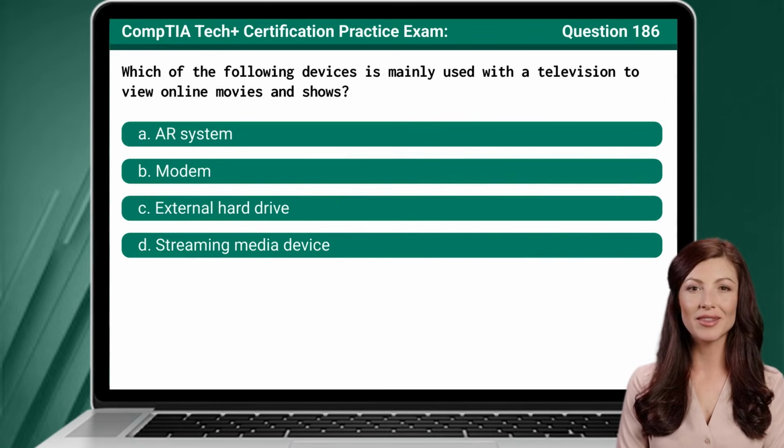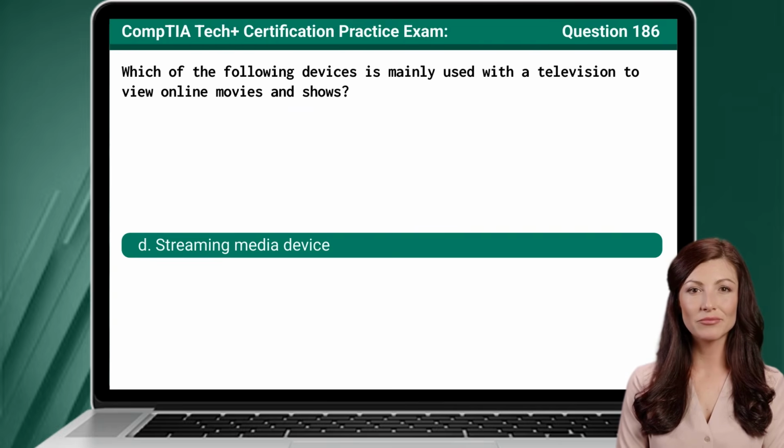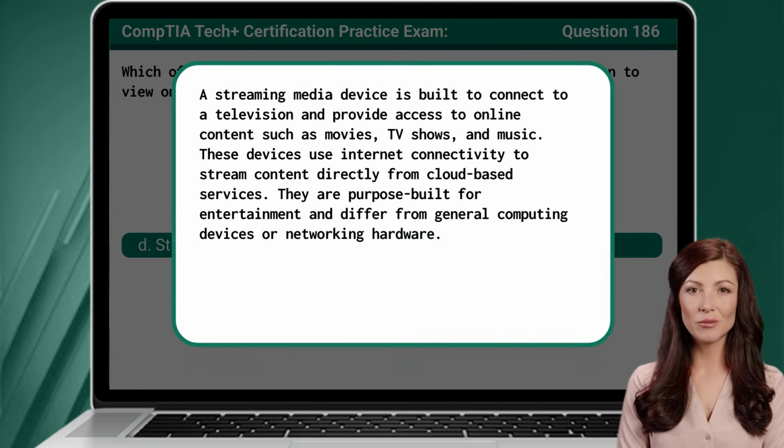Question 186. Which of the following devices is mainly used with a television to view online movies and shows? The answer is D. Streaming media device. A streaming media device is built to connect to a television and provide access to online content such as movies, TV shows, and music. These devices use internet connectivity to stream content directly from cloud-based services. They are purpose-built for entertainment and differ from general computing devices or networking hardware.